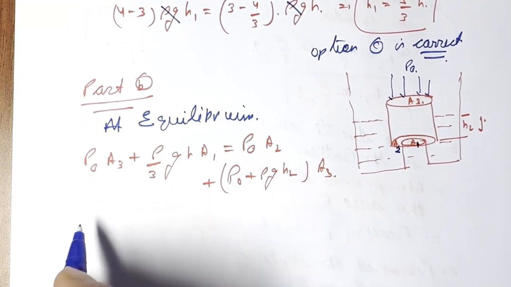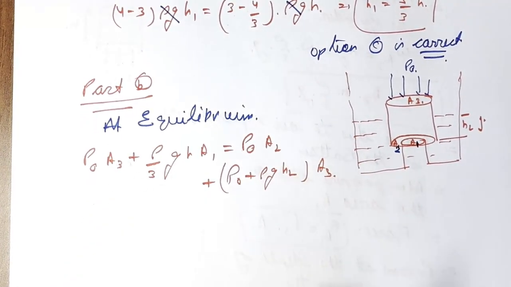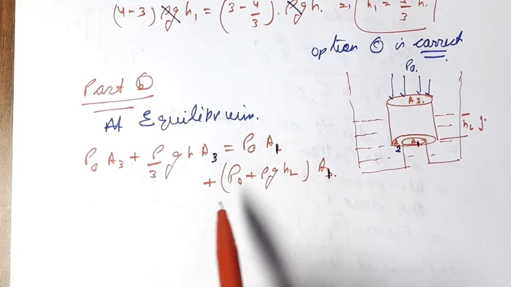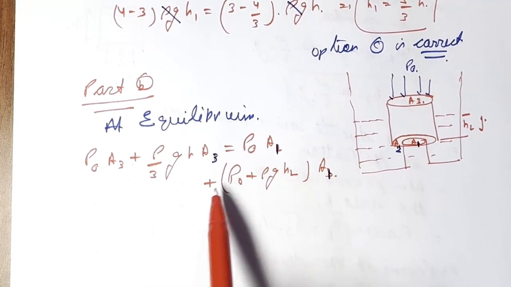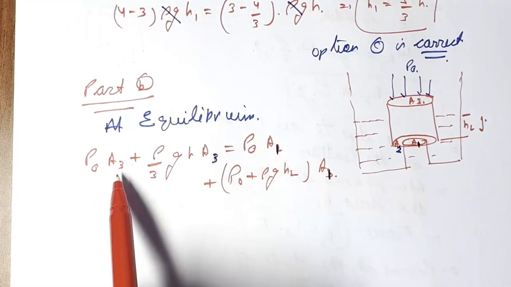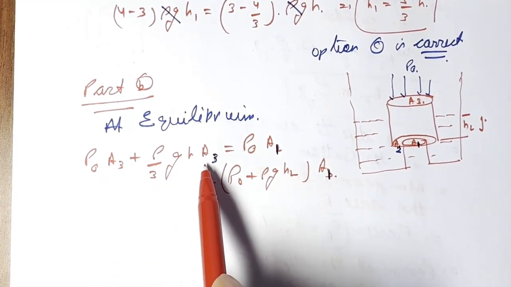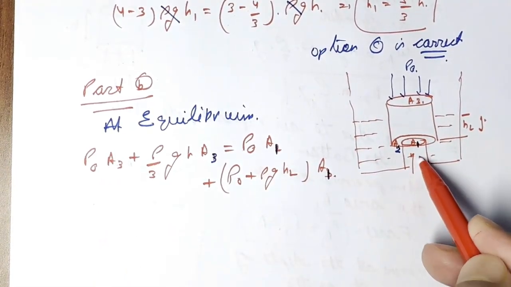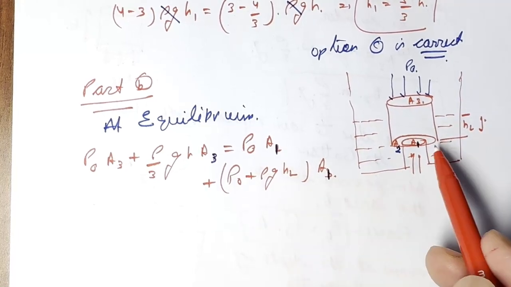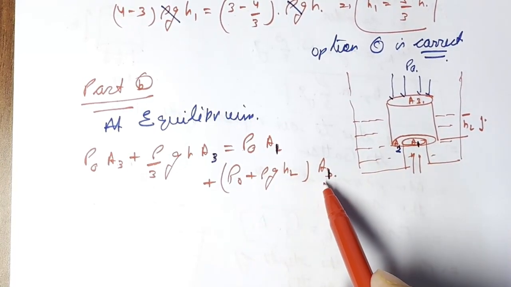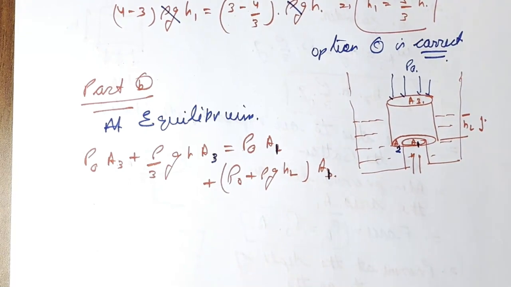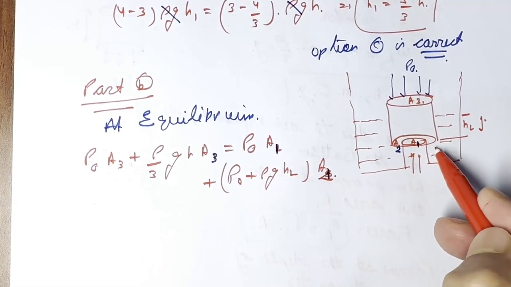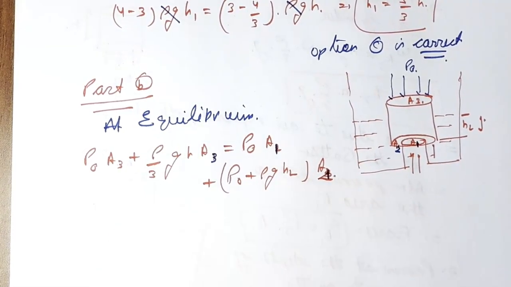So we substitute the value. There was a small error on my part. Okay, I corrected it. So this is PA3 plus rho by 3 multiplied by A3, PA1, the atmospheric pressure, because of here, and then multiplied by area A2, that is only this part. Okay, so now it's correct.